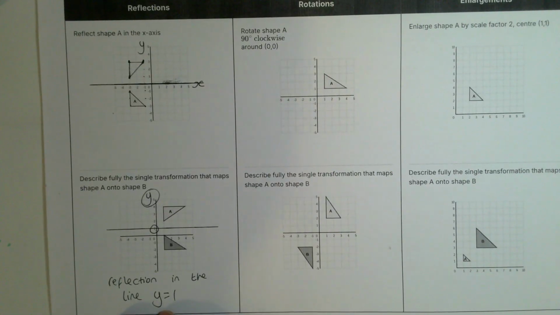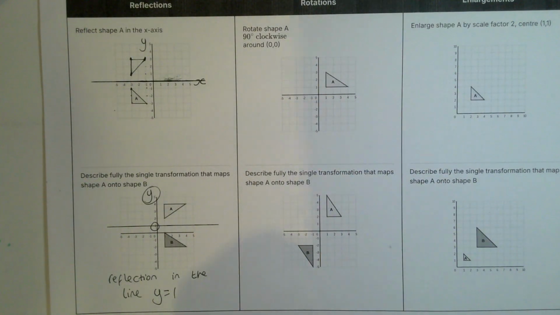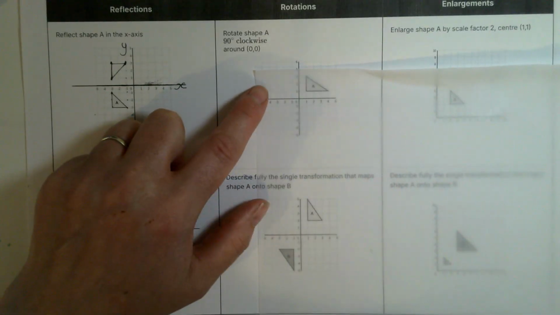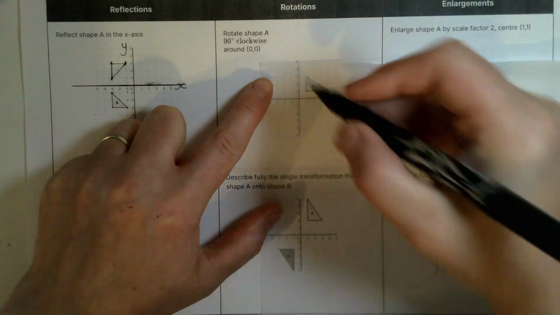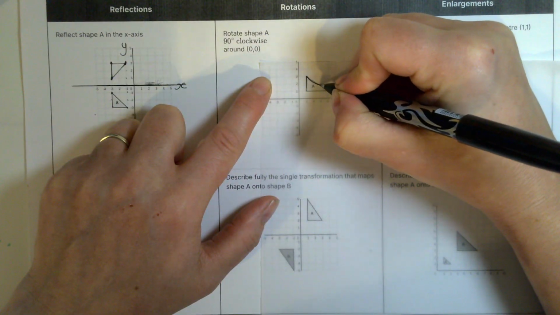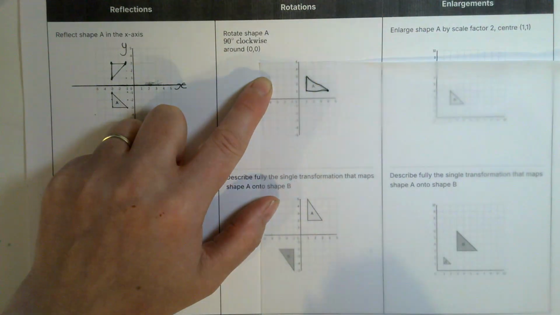Okay, onto our rotations. Now whenever you do rotations, you need your tracing paper, so hopefully you've kept yours safe. We need to do a rotation 90 degrees clockwise about 0, 0. So first of all, I'm going to draw around the shape. I should probably use a ruler. Anyway, draw around your shape.